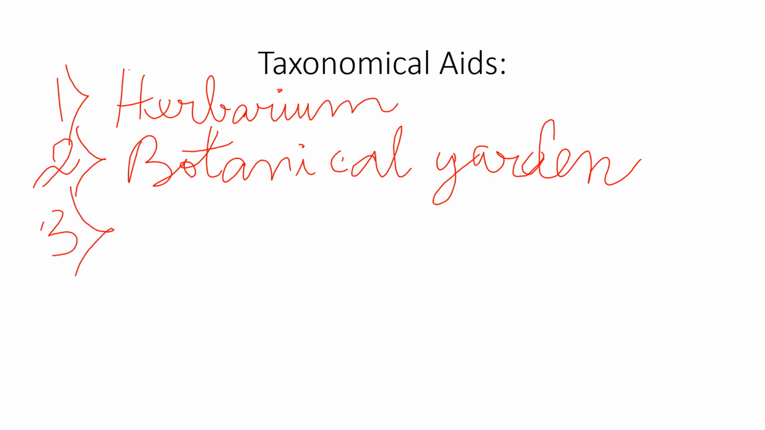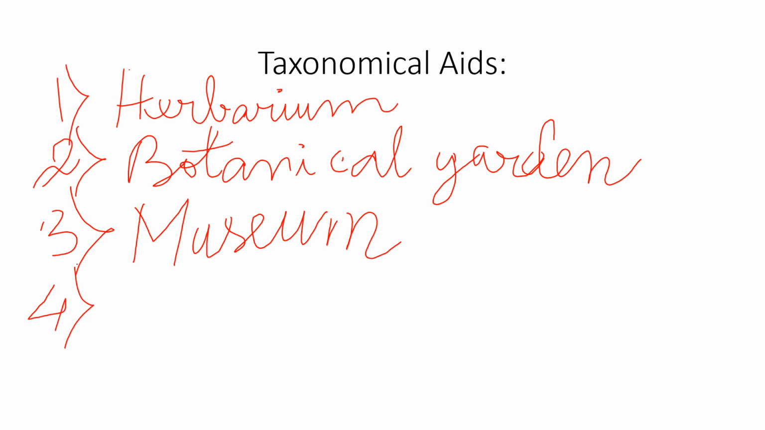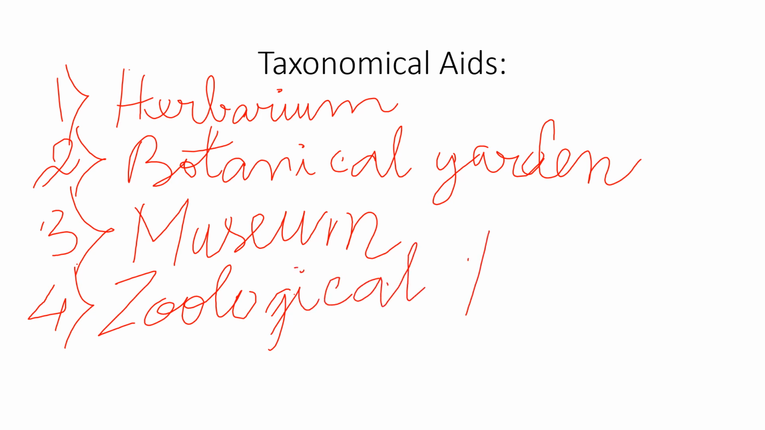Third is museum. A museum has a collection of preserved plant and animal species which are used mainly for study and reference. Fourth taxonomical aid is zoological park. These are places where wild animals are kept in a protected environment, specifically under human care.